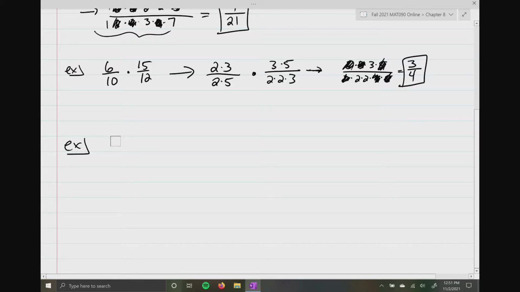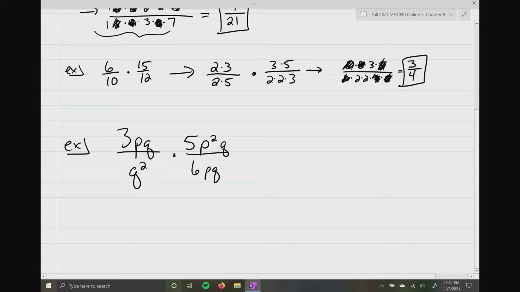Oops. How about 3 times PQ over Q to the second, times 5p to the second q, all over 6pq. Now, I know this looks crazy, but we're going to take our time with this, okay?